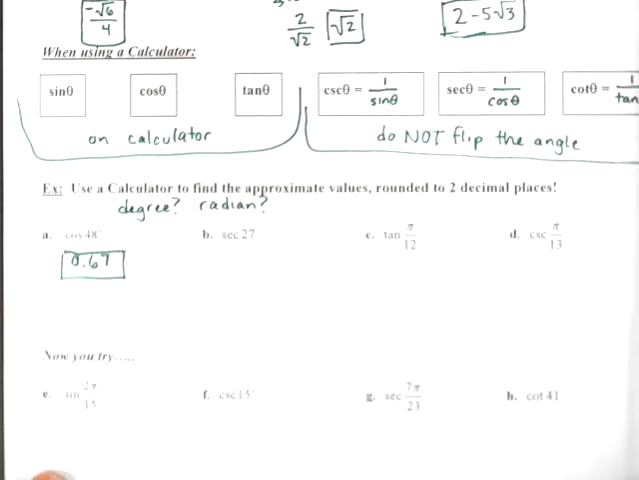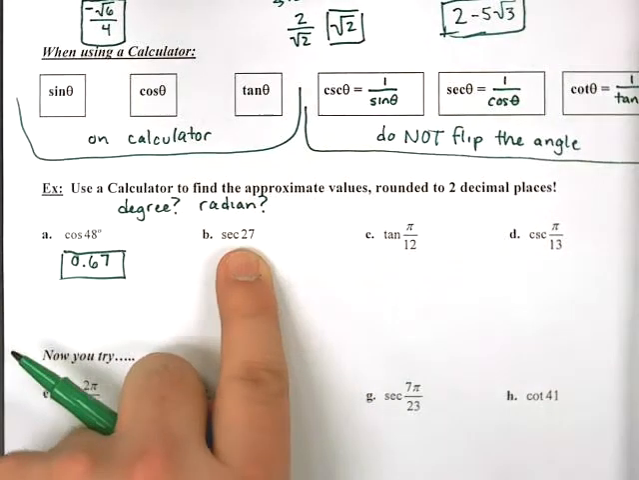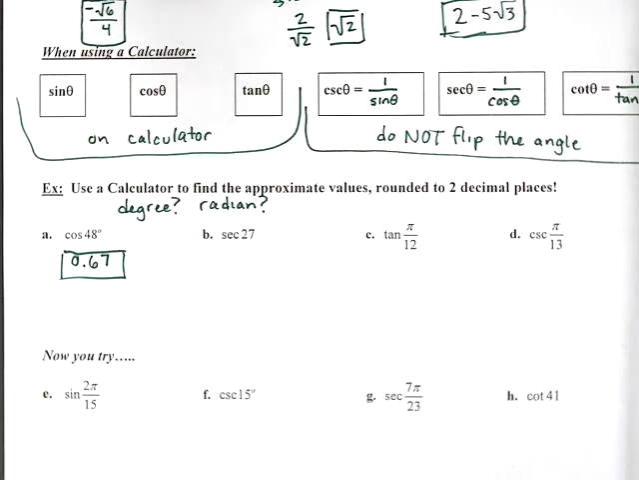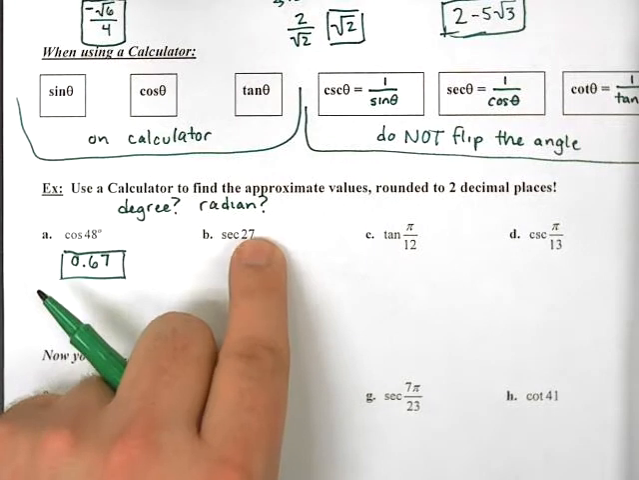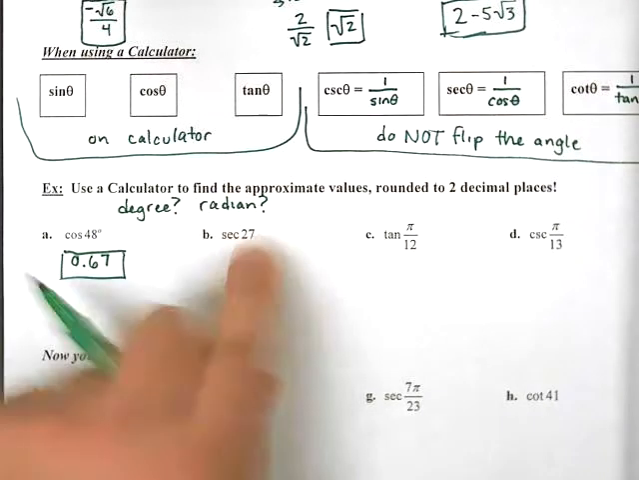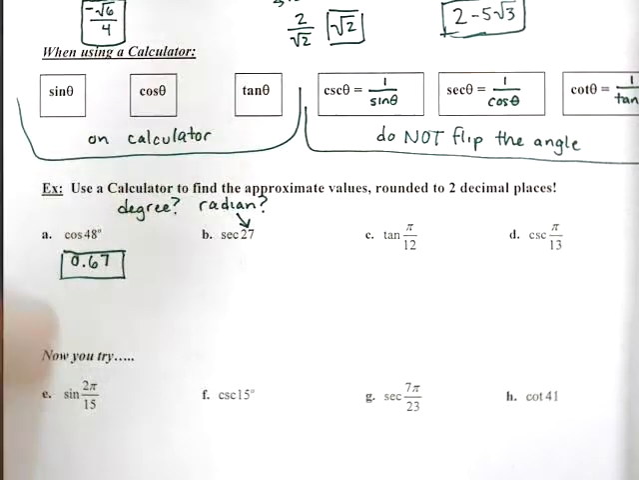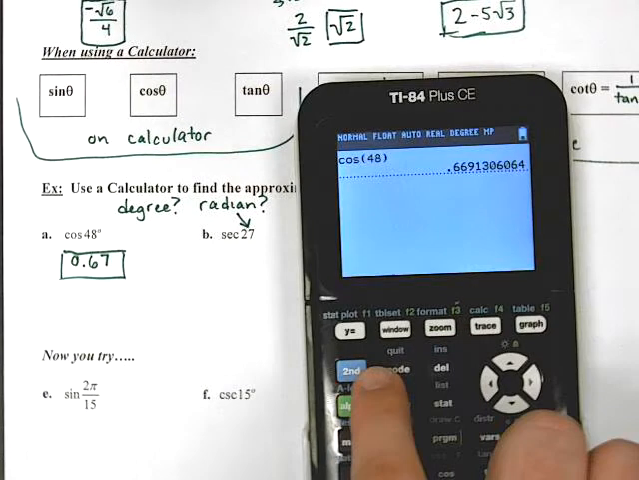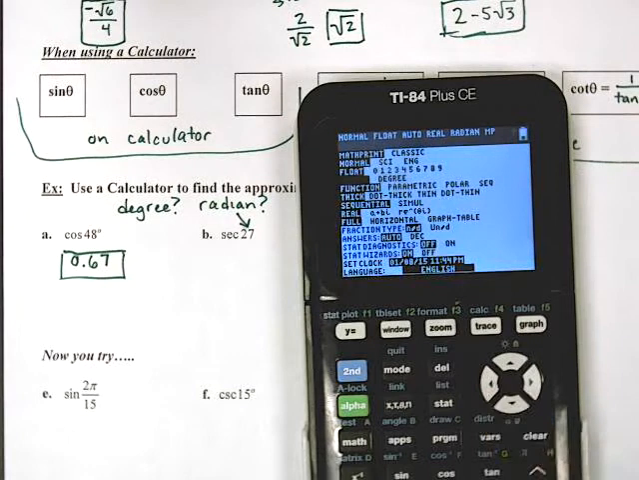Now please notice, usually 27 would be a degree, right? A number that big would be a degree, but what do we notice? Is there a degree symbol? No. This is in radians. So you need to make sure that you go back to your mode and switch to radian mode.